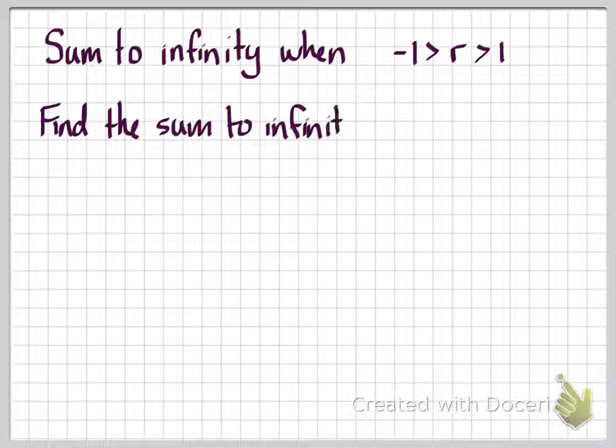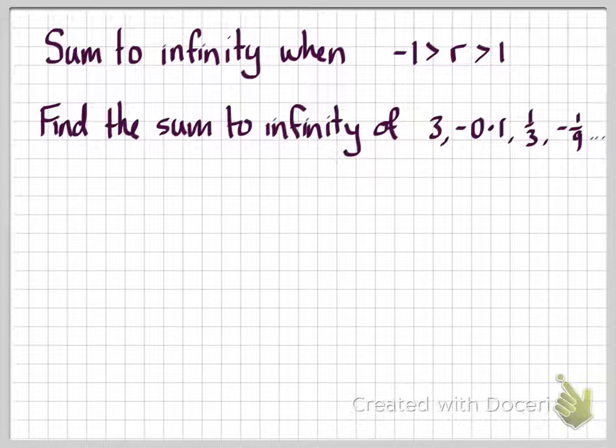So here we have a question: find the sum to infinity of the sequence. We know the first term is 3. The ratio: take a term, divide it by the term before it. So we see it's negative 1/3. It's going down, it's getting smaller.